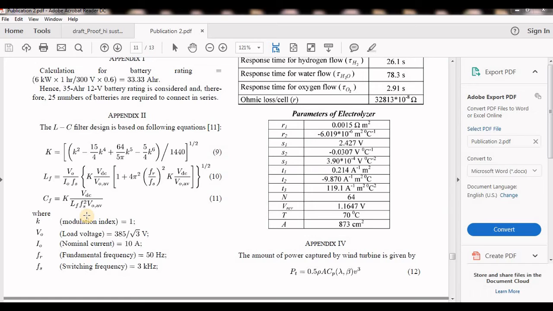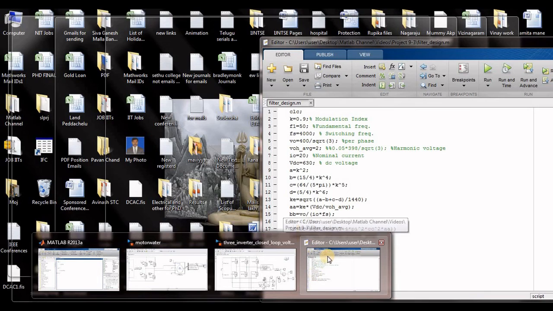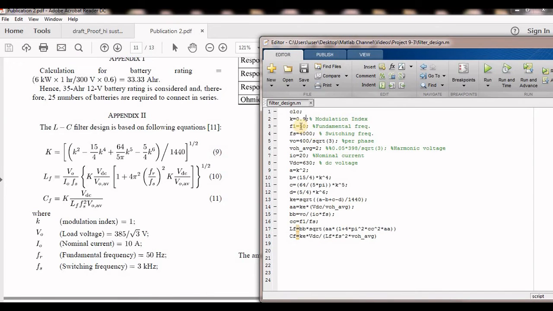So the order of harmonics, and the value of L and C, also depend on the switching frequency. I am doing these things in my MATLAB programming. See, here I wrote that the modulation index is 0.9, and f1 is my fundamental frequency, 50 Hz, and fs I consider as 4000. This is the switching frequency, and this is the per phase voltage, 4400 by square root 3, or 230 volts or 220 volts, whatever you want to take.